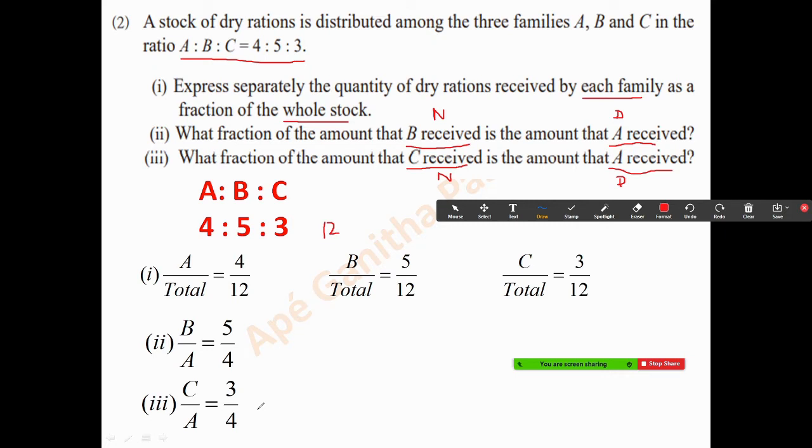Now you can compare amounts by other amounts also, and also you can compare the amounts with the total amount. There are 2 ways. Here in this Roman number 1 we compare amount with total. Here we compare each amount. Compare B with A. Compare C with A. That way.